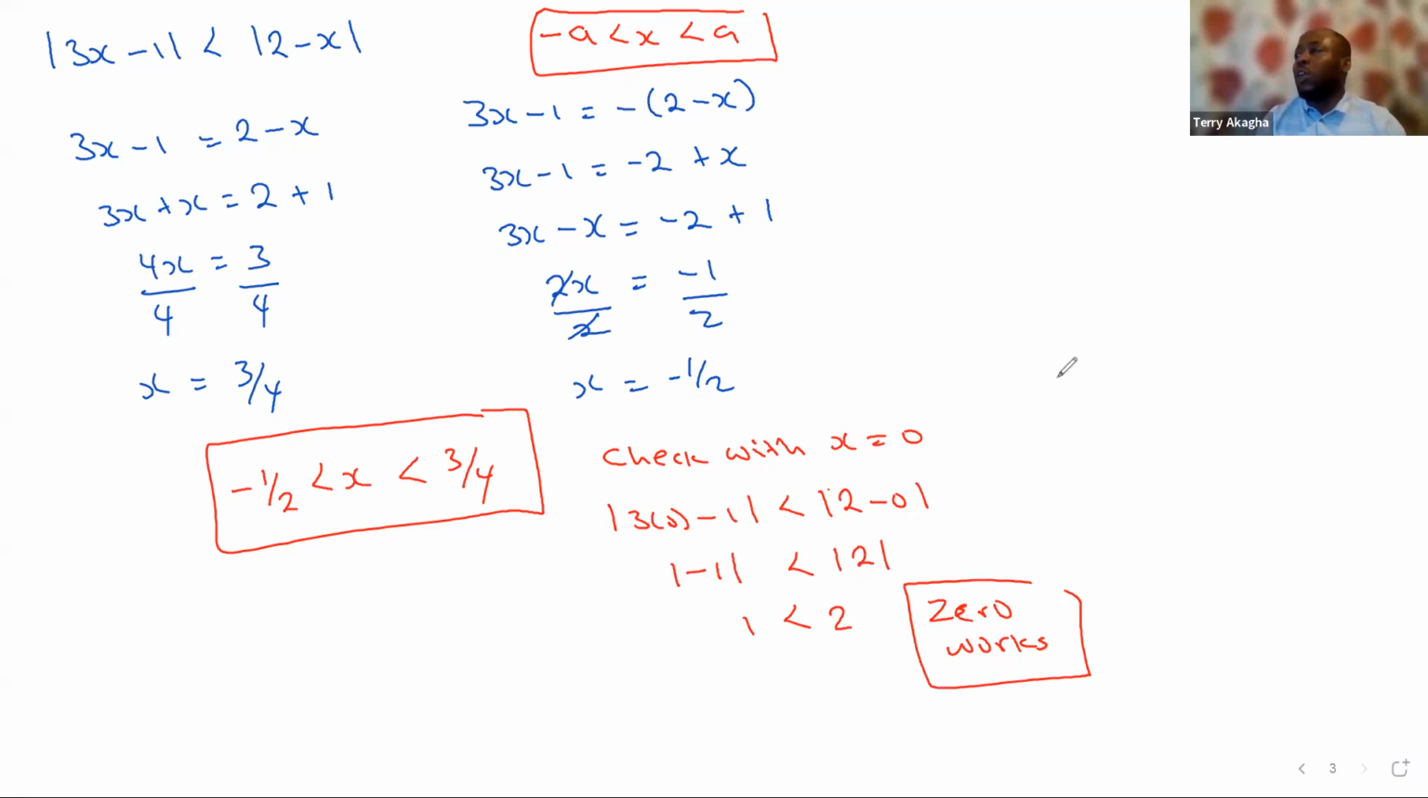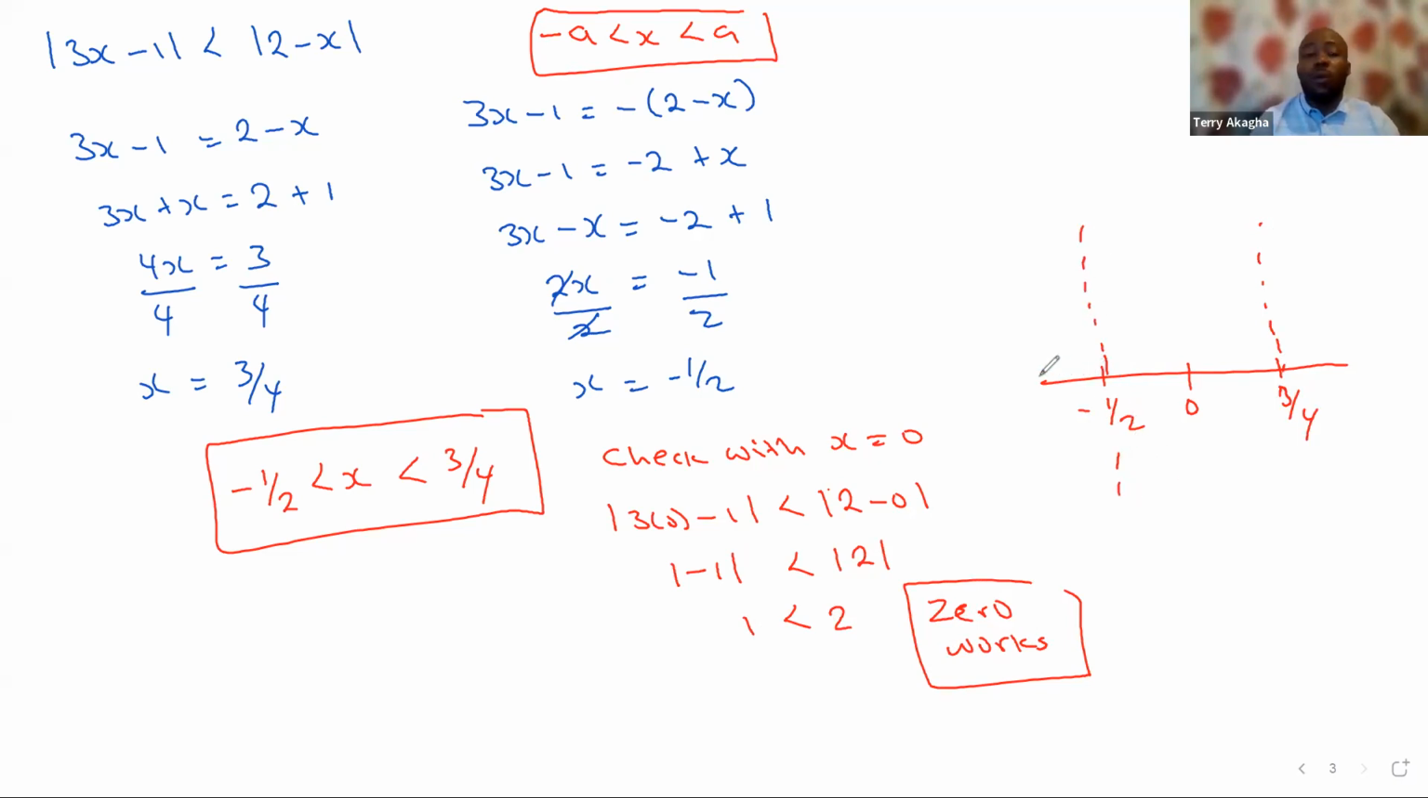Then if you want to draw it in a number line, the same thing. You have 0 here. You have minus 1/2, and you're going to have the 3/4 here. And this is going to be the path for the number line as well.